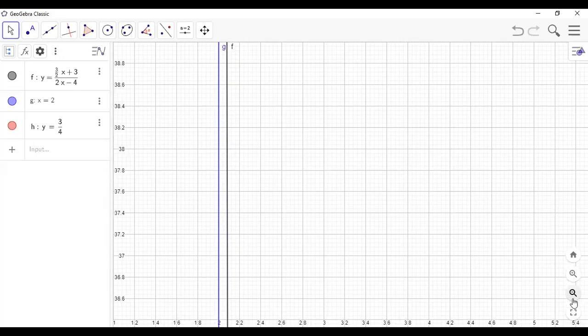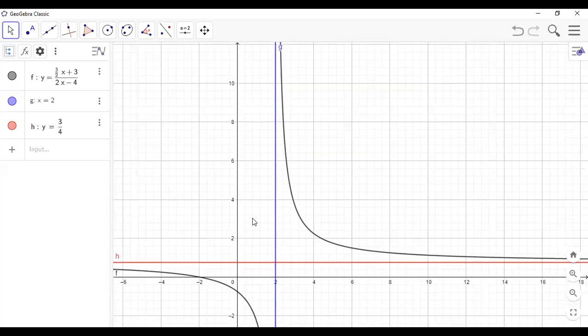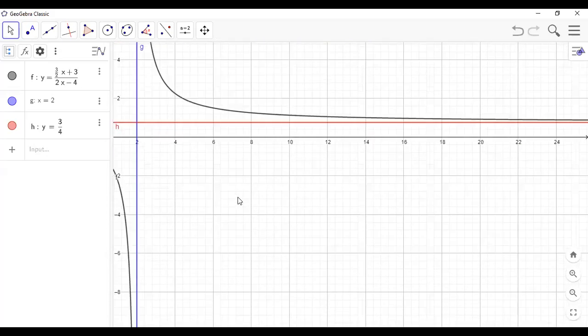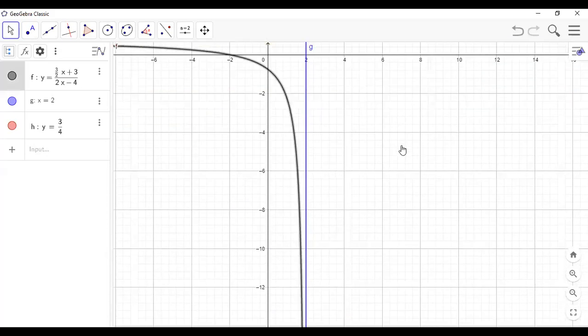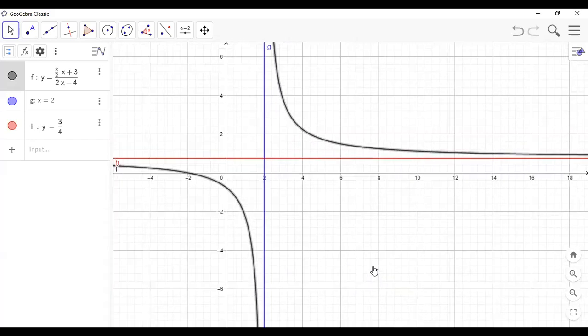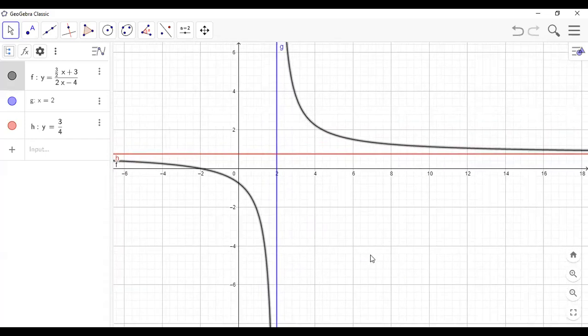Ayan siya. Mukha lang siyang dikit. Ito din siya, ganun din sa kabila, 'di ba? So ano ibig sabihin na may asymptote tayo? Yung graph natin gets closer and closer to our asymptotes but never touching it. Nagkakaroon na tayo ng limitation when it comes to our graphing.